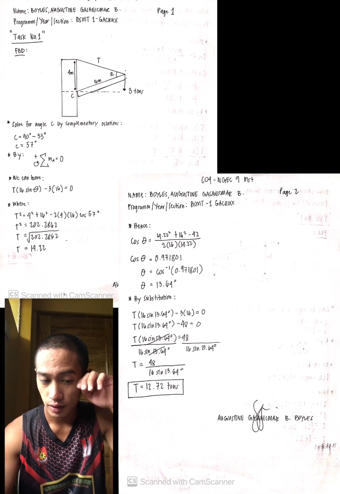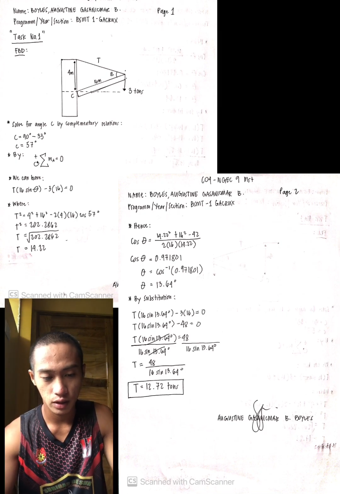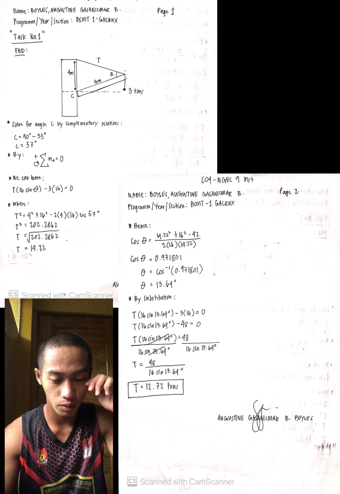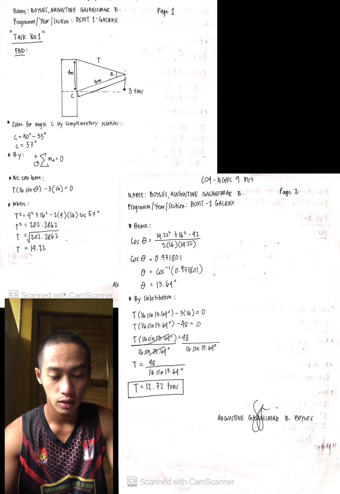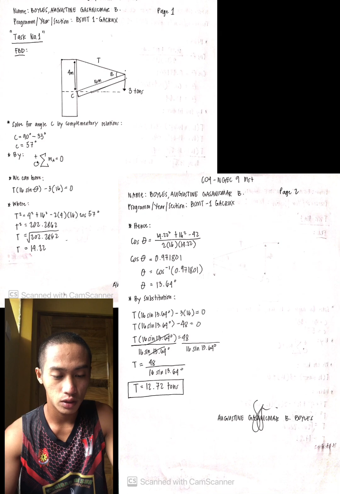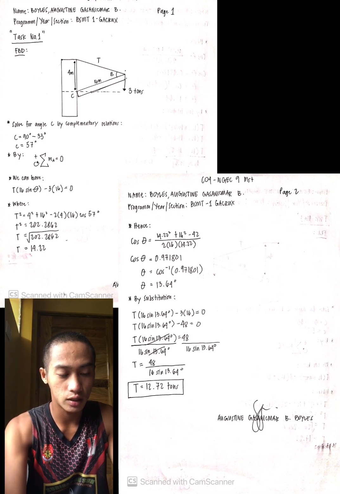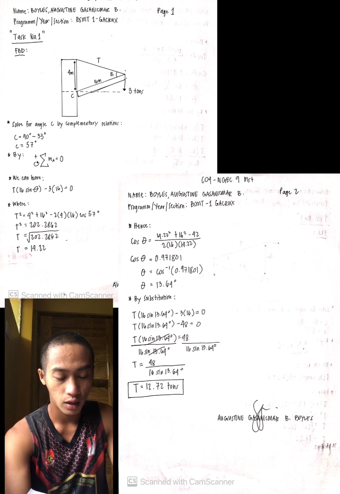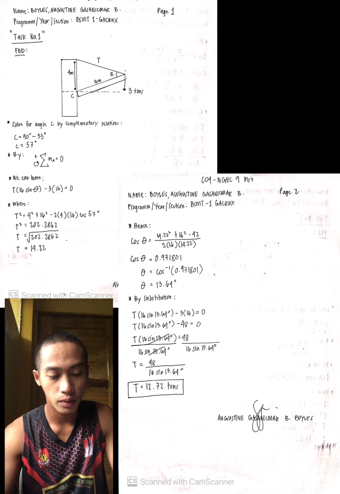This is my CO4 task 1. As you can see, sir, this is the illustration, the FBD. I solve for the angle C by complementary relations. So C equals 90 degrees minus 32 degrees, so C equals 57 degrees. By equilibrium, ΣMA equals 0, so we have T(16 sin θ) minus 3 times 16 equals 0.